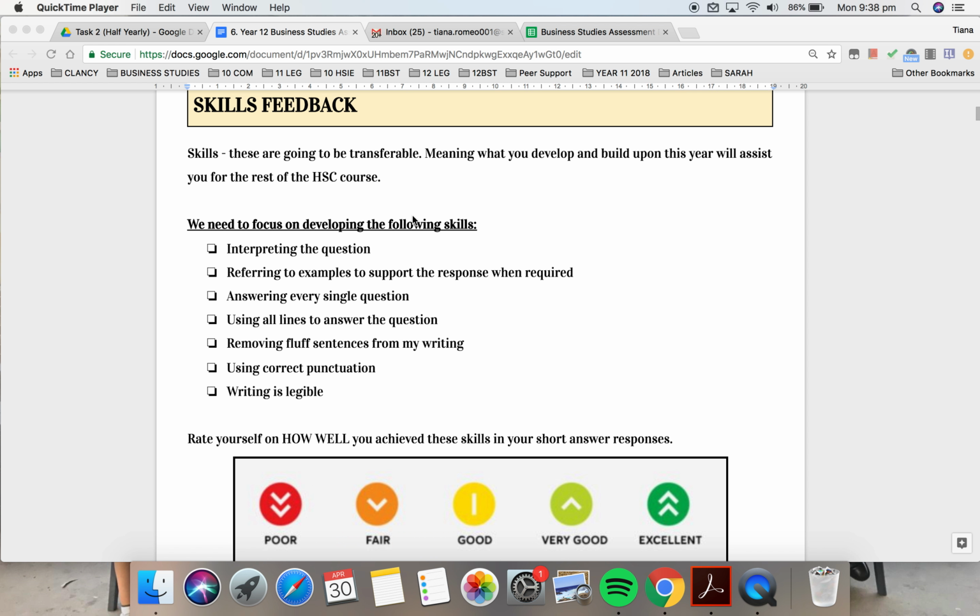The first is interpreting the question. Do you actually know what the question is asking you to do? The second thing is referring to examples to support the response when required. Now, some questions ask you to refer to examples or make reference to a case study. In those instances, you had to refer to an example. But my suggestion is to refer to an example regardless, okay? Or refer to the stimulus that's provided.